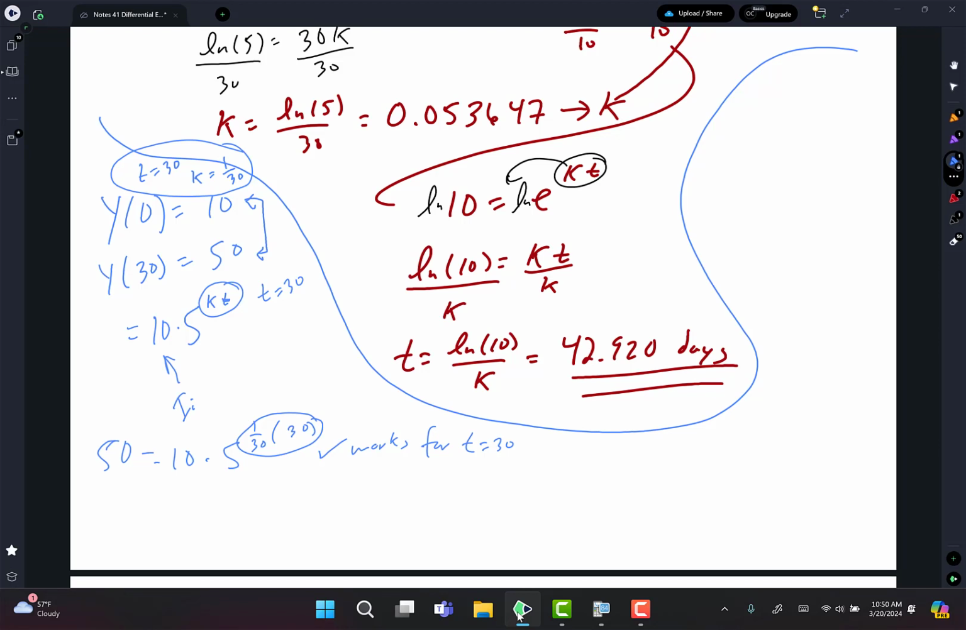If T equals 30, I need this exponent to be a 1 because 10 times 5 is 50. So the only way that I can get the exponent to be a 1 is if K is the reciprocal of time. 30 over 30 would give you 1. Does that make sense? I'll put it right here.